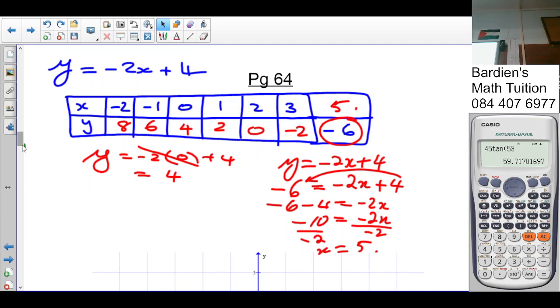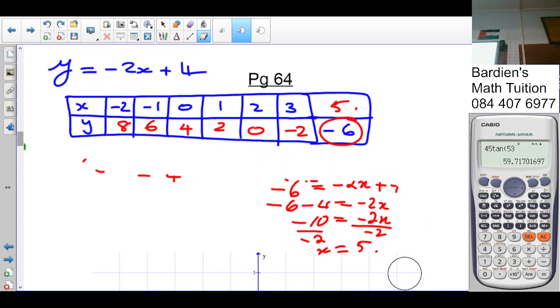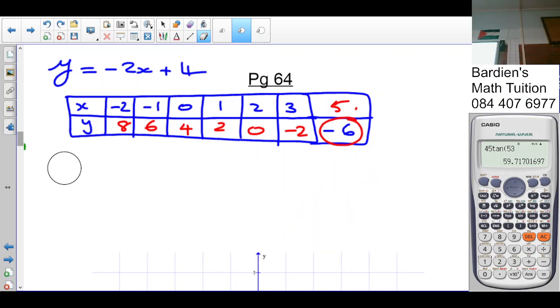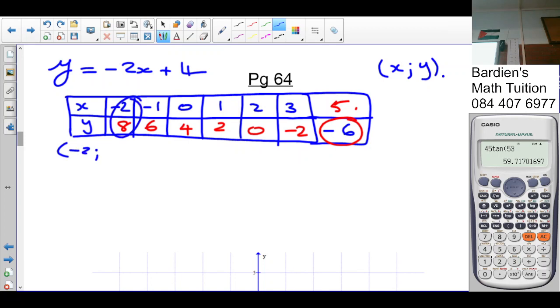So the next step was to write down the ordered pair. Not so? Another word for ordered pair is what? Coordinates. Ordered pair and coordinates are synonymous, the same thing. And coordinates are always written as x first then y. So the first ordered pair would be negative 2 and 8.